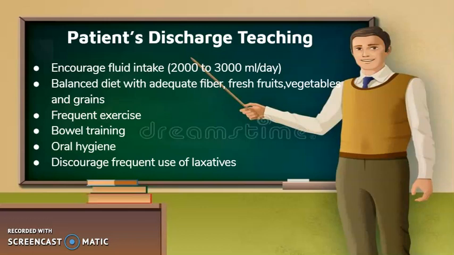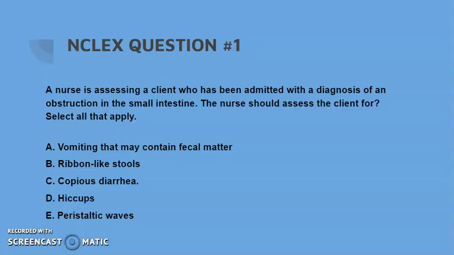We also encourage the patient to have frequent exercise and bowel training, in addition to oral hygiene, which helps promote the interest in drinking and reduces discomfort of dry mucous membranes. Lastly, we discourage the frequent use of laxatives because it can decrease abdominal muscle tone. So how much have we learned?